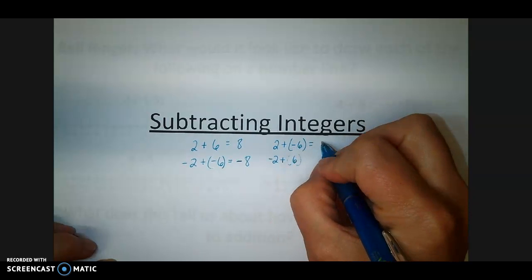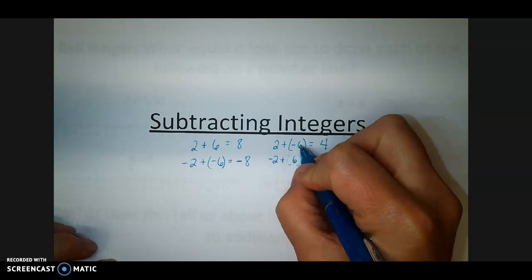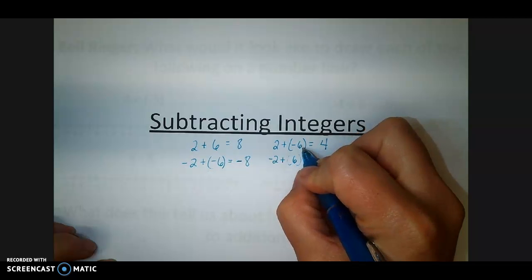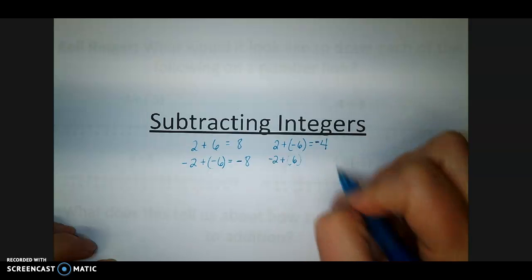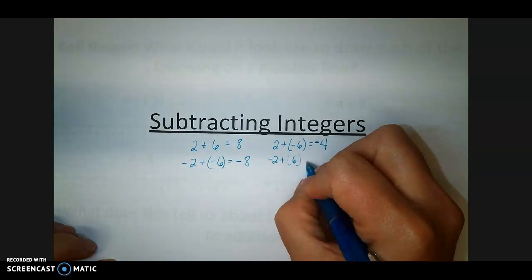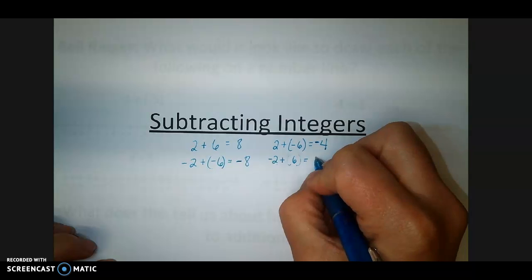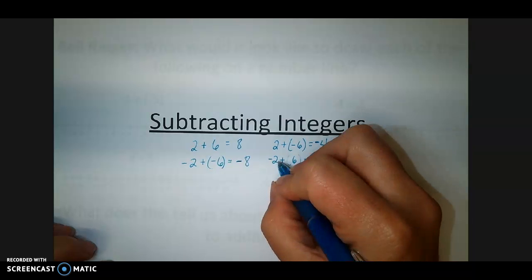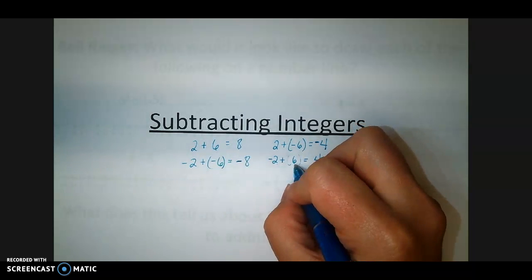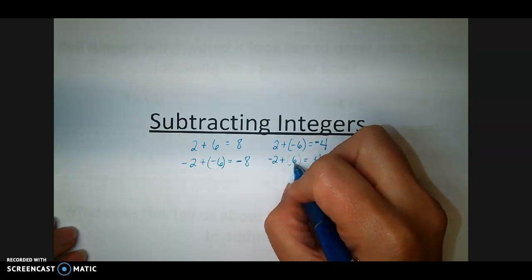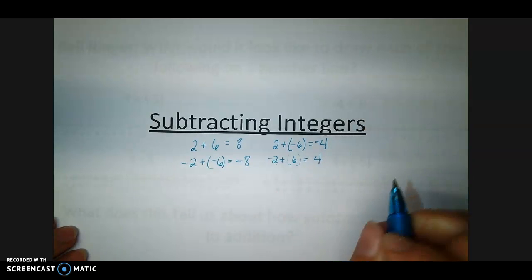Different sign, so I'm going to subtract, and I will keep the sign of the number with the larger absolute value. So since negative 6 is further from 0, it has the larger absolute value, so my answer will be negative 4. In this case, different signs again, so I subtract. 6 minus 2 is 4. 6 is still the number with the larger absolute value, and it is positive, so my answer is positive 4.